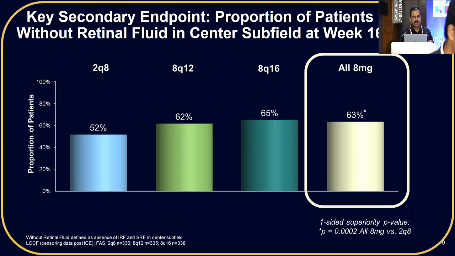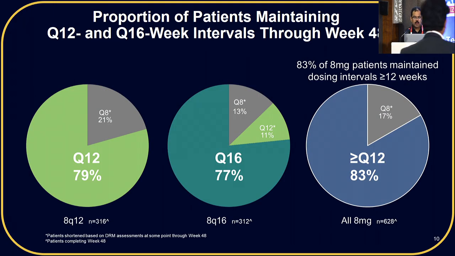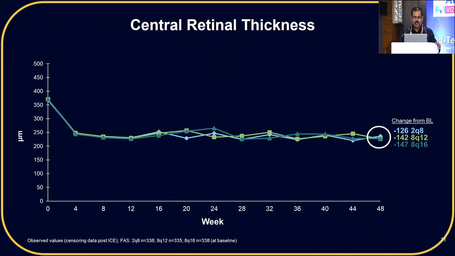So this is the key secondary endpoint, the proportion of patients without retinal fluid. You can see that about 60 to 65% in the 8 milligram group had no retinal fluid at week 16. The proportion of patients maintaining 3 monthly or 4 monthly intervals is very high, about 80%, 77%, an average of about 83%. This is the central retinal thickness. You can see that all the curves are almost traveling together, and 2 milligram every 2 months, which is the current best, is also achieved by a 3 monthly or 4 monthly injection of 8 milligram.